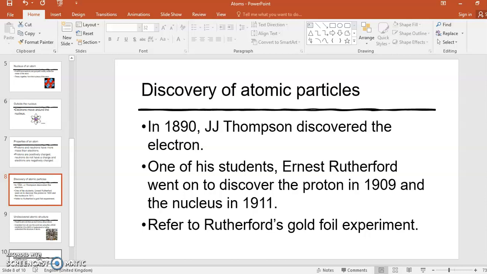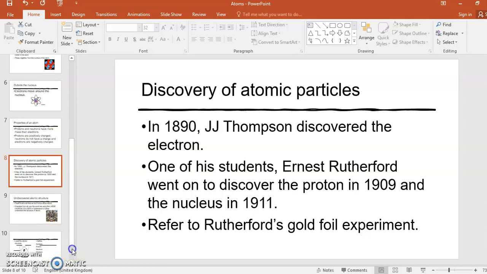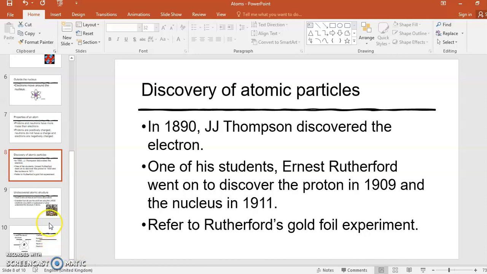One of his students, E. Rutherford, went on to discover the proton in 1909, and then the nucleus was discovered in 1911. These are the discoveries. You have to learn the year as well as the name of the scientist. Now there is one experiment on page number 61, and its name is Rutherford's gold foil experiment. Okay, so just look at it and see what it is.